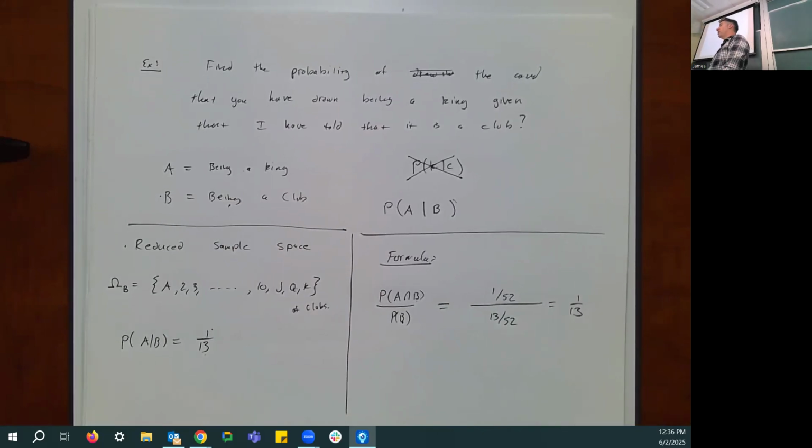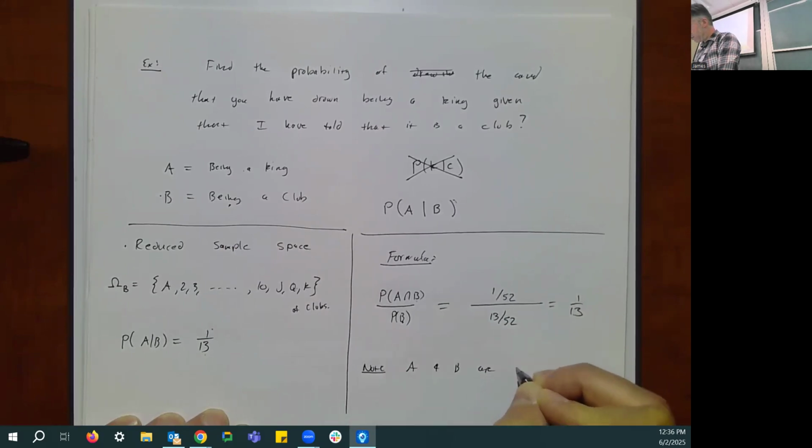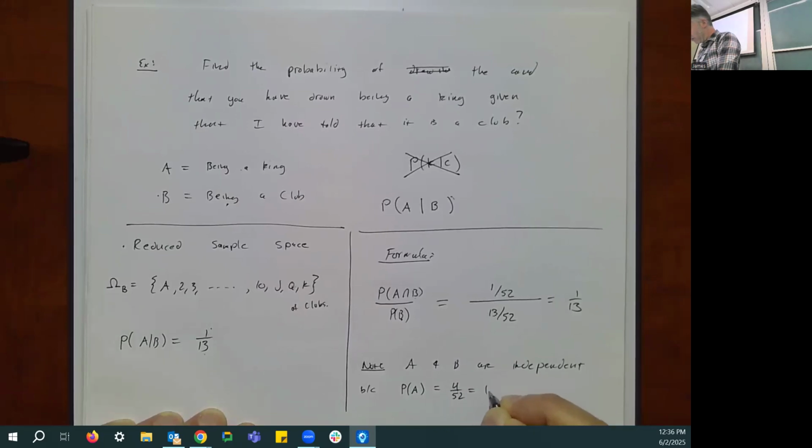I will point out as well, these two events are independent because A and B are independent. Independent is a word I can spell because we know that the probability of A itself, the probability of being a king, is 4 out of 52, which is 1 out of 13, which is the same as the conditional probability we just calculated.